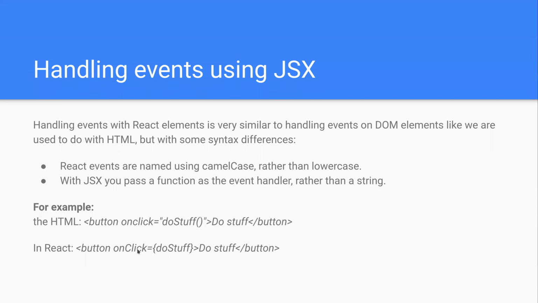With JSX also, we don't pass a string. We pass the function as the event handler and put it between curly braces. So you must open curly braces and just call the function instead of giving its name in a string.